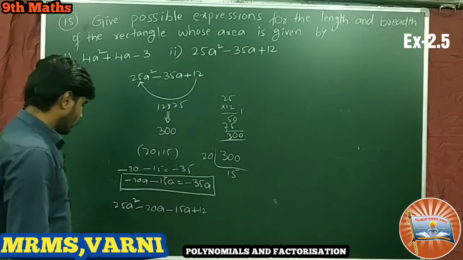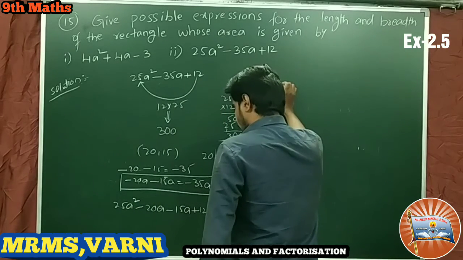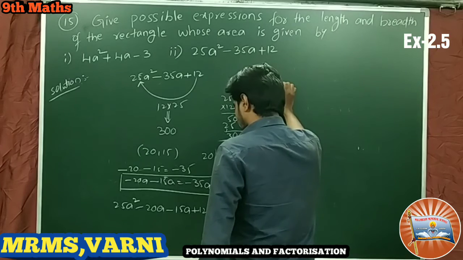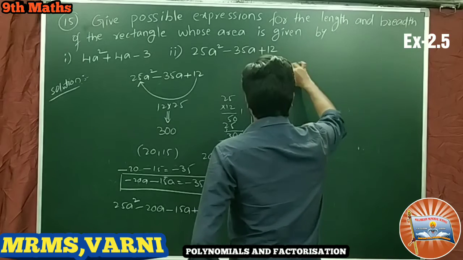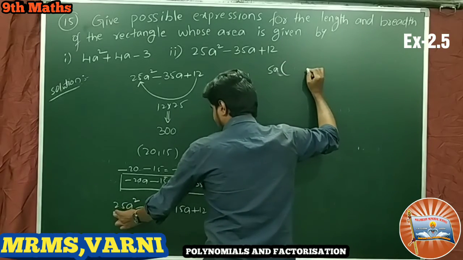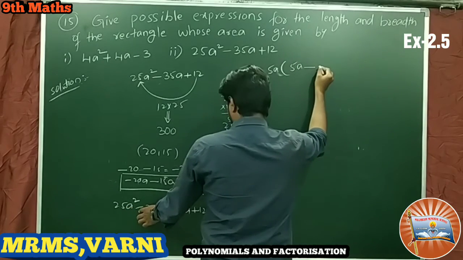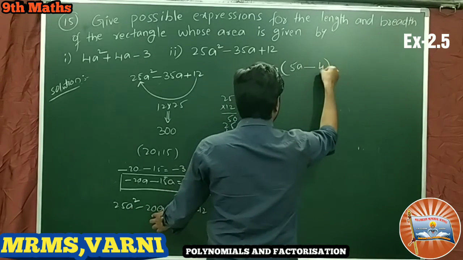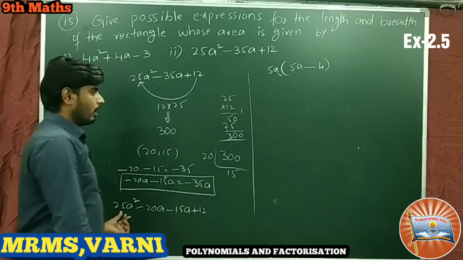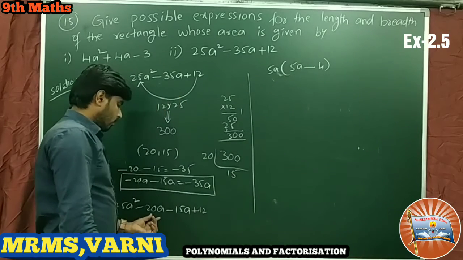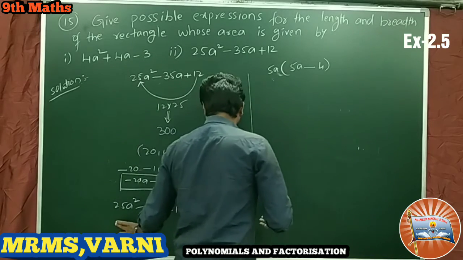So what becomes? Take 5a common here. If I take 5a common, what is the remaining here? 5a minus 4 is remaining. 5a came out, 5a remains, minus, remaining is 4. If I multiply again, we get the same answer.